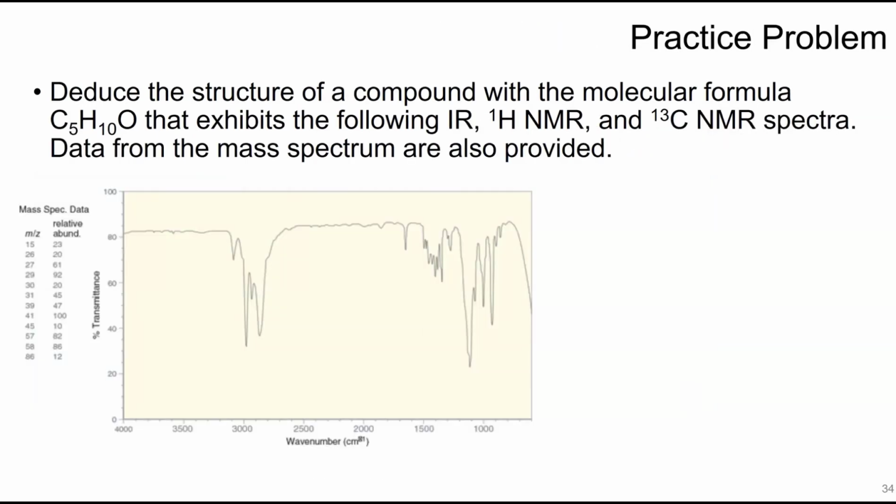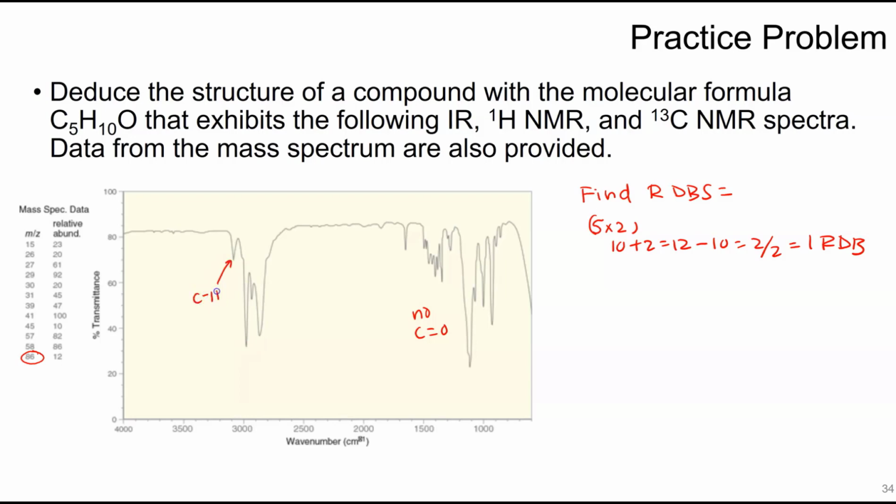So if we put all of the pieces together, we deduce the structure of a compound with the molecular formula C5H10O that results from the following IR, and then the NMR spectra are on the other one. We also see mass spec, so this is just telling us that the mass is 86, but we already have the formula, so we don't necessarily need that. So the first thing you want to do is find RDBs. So this would be 5 times 2. So we have 1 RDB. If I look at my IR, there's no carbonyls. So that's not the source of my RDB. I do have a CH here, sp2. So I probably have some sort of carbon-carbon double bond.